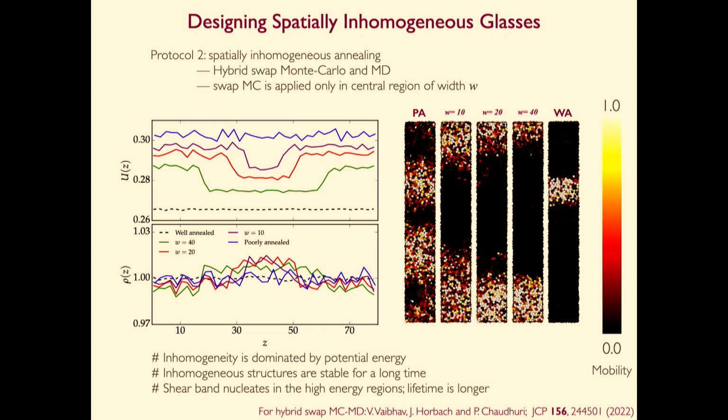For example, these are the poorly annealed glasses. In these cases you can see the shear band is at a random location. This is a well annealed glass. Also the shear band is at a random location, but the shear band is sharper, which has already been reported by others. And in these cases the shear band nucleates, for example, near the region where energy is higher, near the boundaries. So in this particular case we have also been able to control the formation of the shear band.